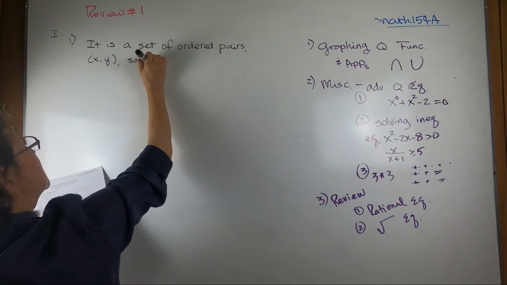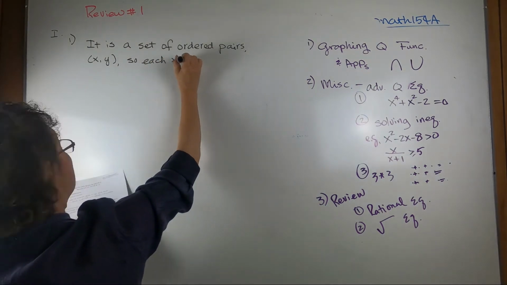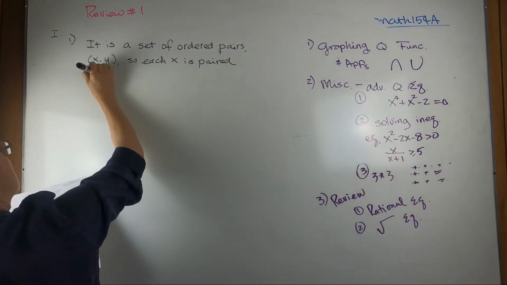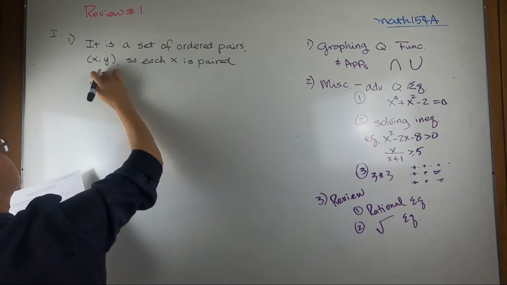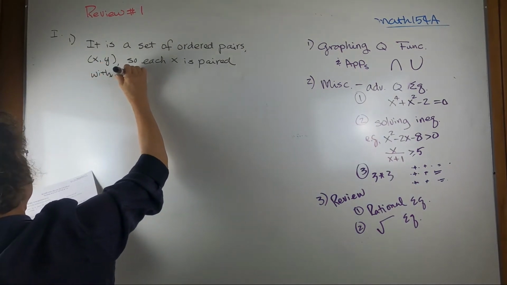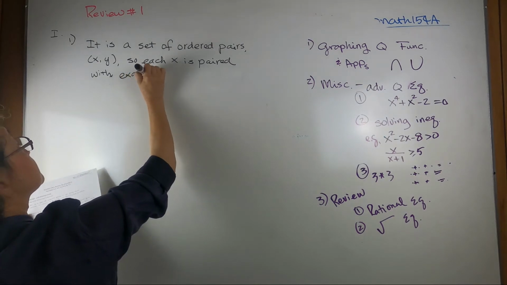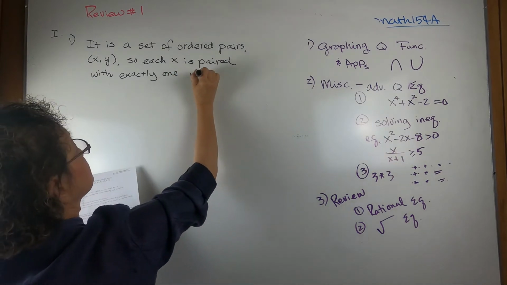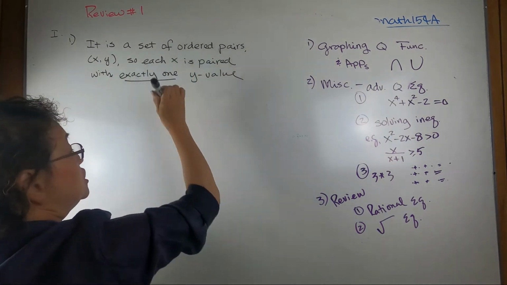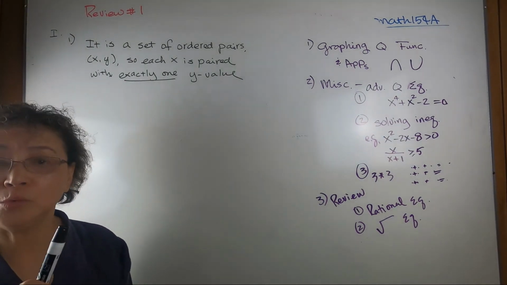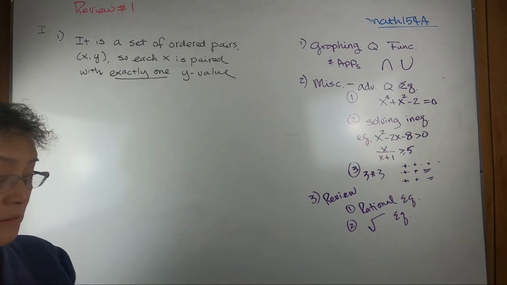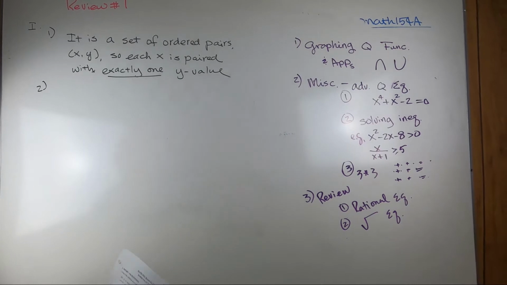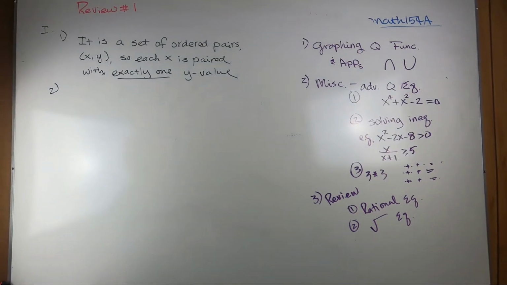So each x is paired up with exactly one y value, right? So each x, you only have one y value, not two. Okay? So we also learned domain and range for the function.